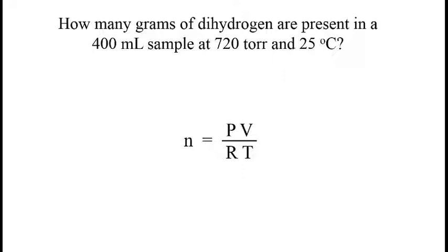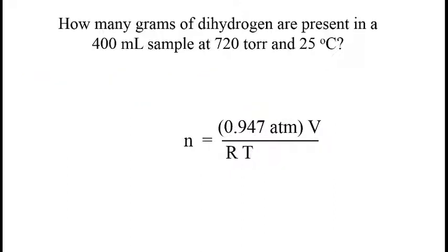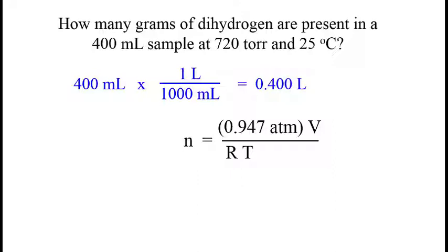Pressure is given in torr rather than in atmosphere. To convert from torr to ATM, we use the conversion factor 1 ATM over 760 torr, yielding a pressure of 0.947 atmospheres. This is the number that is plugged into the equation. Volume needs to be in liters, but is given in the problem in milliliters. The conversion factor is 1 liter divided by 1,000 milliliters, which results in 0.400 liters. This is plugged into the equation for V.